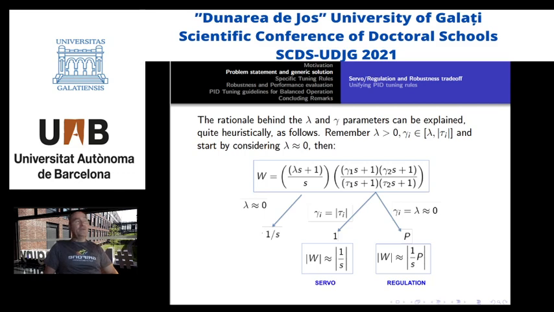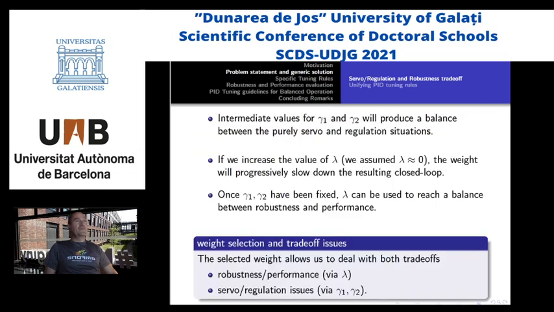Any value in the middle for the gammas, so gammas between lambda and the taus, will give an intermediate specification for the balance between servo and regulation, and it will take care of the trade-off. So by playing with these parameters, we deal with the robustness with the first one, and with the second one, the corresponding servo regulation specification. If we increase the value of lambda, we assumed previously that lambda was more or less 0, then the first part of the weight will be adding a 0, and progressively will go slowing down the resulting closed loop. So we will add some robustness.